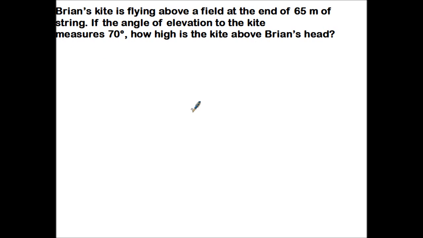Okay, let's read this word problem. Brian's kite is flying above a field at the end of a 65 meter string. If the angle of elevation to the kite measures 70 degrees, how high is the kite above Brian's head? Okay, so if I have a person, Brian, and we talked about this yesterday, they are flying a kite.